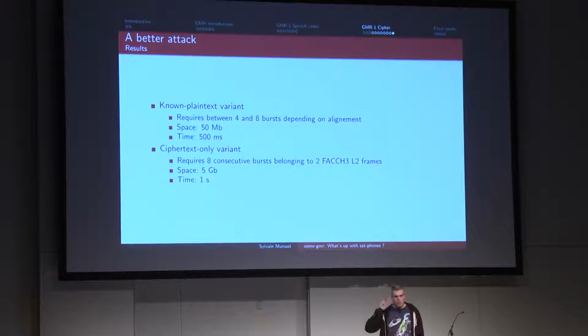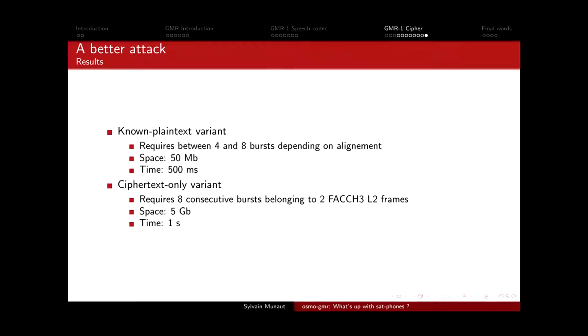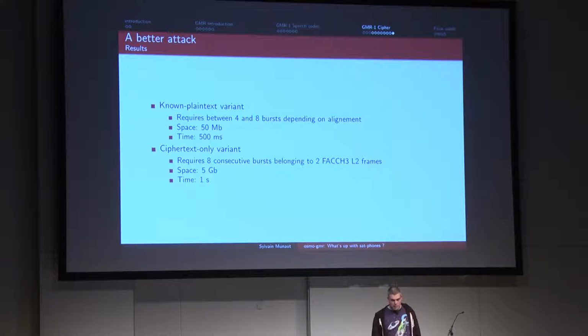Essentially, if you actually use the fact that you know some plaintext, you need about 50 megabytes of pre-computed data. You need to receive 8 bursts, or even 4 if you just by any chance have the right frame number alignment. And in about 500 milliseconds, you can get the key back. And that's on a 6-year-old laptop. On any recent machine, it's really almost instant.